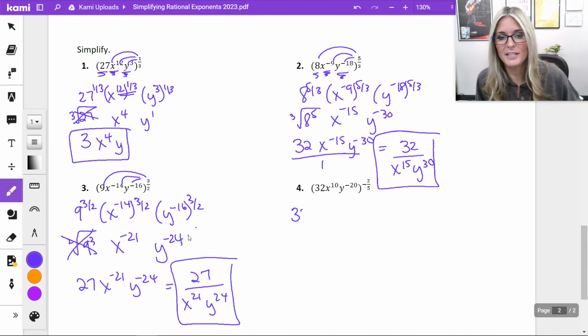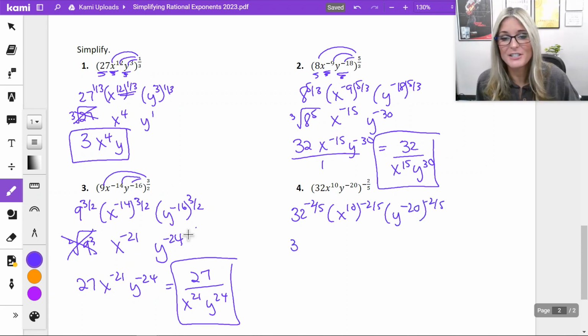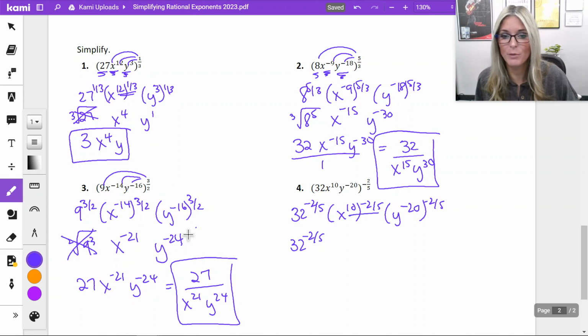Number four, 32 is raised to the negative 2/5, x to the 10th raised to the negative 2/5, y to the negative 20 raised to the negative 2/5. 32 has that negative 2/5. I'm going to shift it into our denominator and then I'll evaluate the radical part. Let's go ahead and multiply our power to powers here. So we have 10 times negative 2/5. 5 goes into 10 2 times. So I know this is going to be x to the negative 4th, the 2 times the negative 2 there.